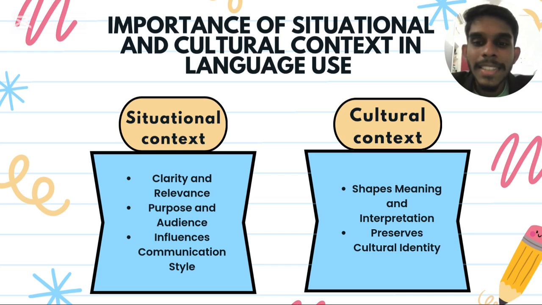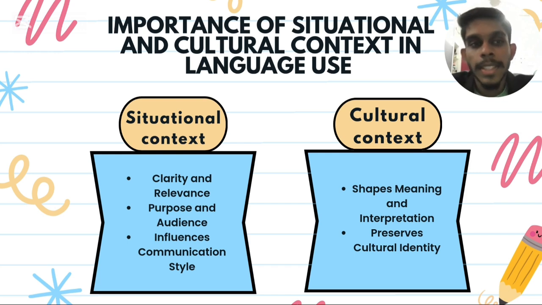So the second one is purpose and audience. Understanding the purpose of the communication and the audience helps in choosing the right words and structure. For instance, a speech at a formal event will differ greatly from a chat with her friends.